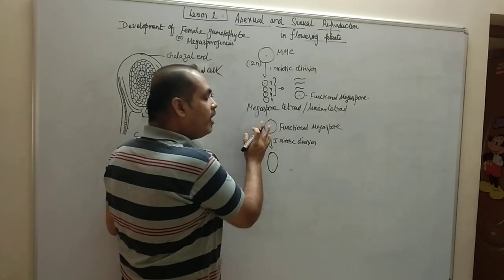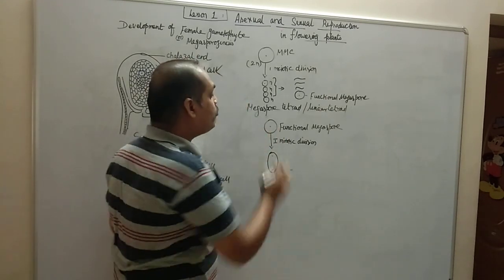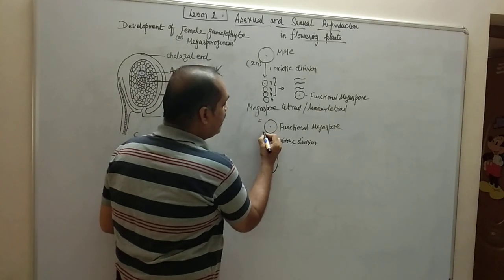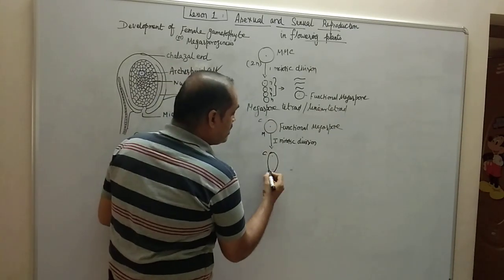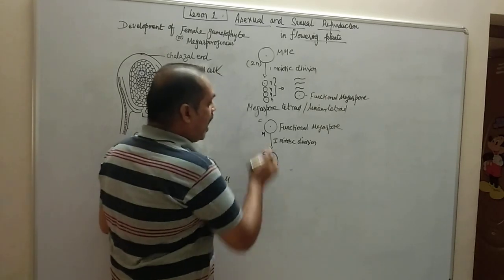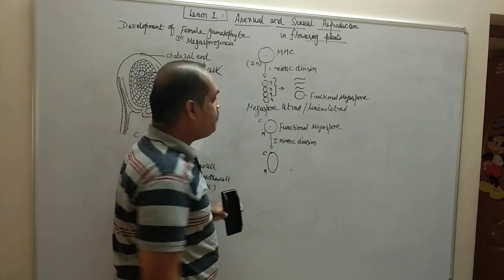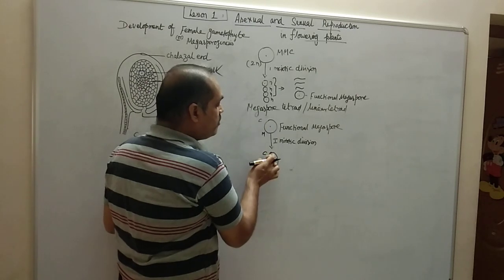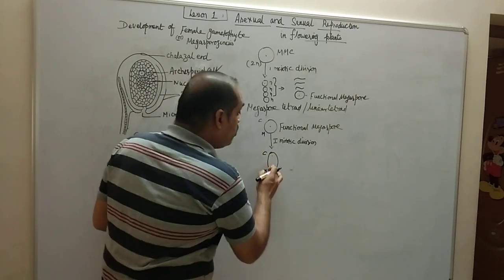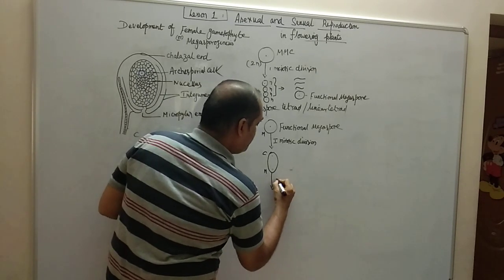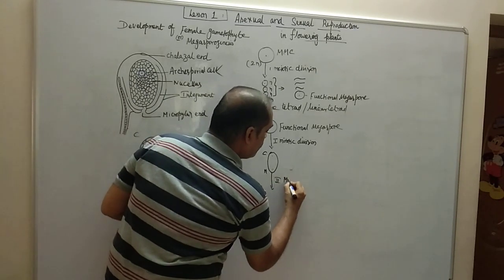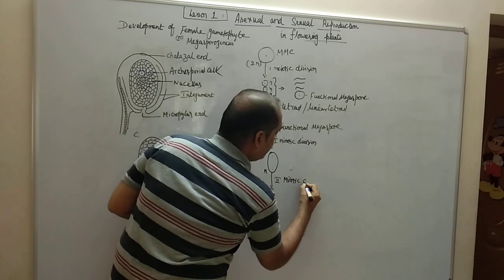It's very important in the functional megaspore also, we have to mark this is the chalazal end and this is the micropylar end. So this is the chalazal end and this is the micropylar end. After the first mitotic division, one nucleus is divided into 2 nuclei. Now this cell will undergo the second mitotic division.